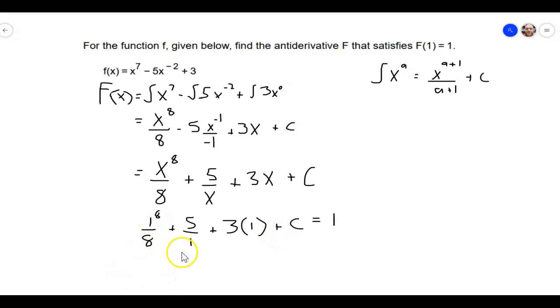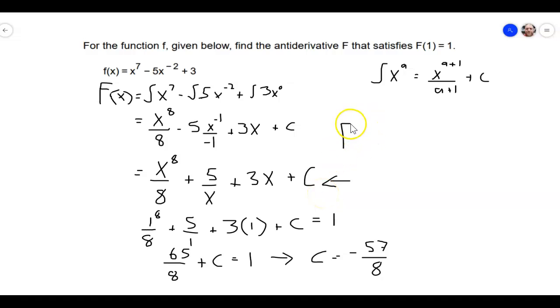So this is 1/8 plus 5 plus 3. That's going to be 65 over 8, plus c is equal to 1. Subtract that from both sides, and we get c is equal to negative 57 over 8. Therefore, we can replace that c back into this equation right here, and we're pretty much done.